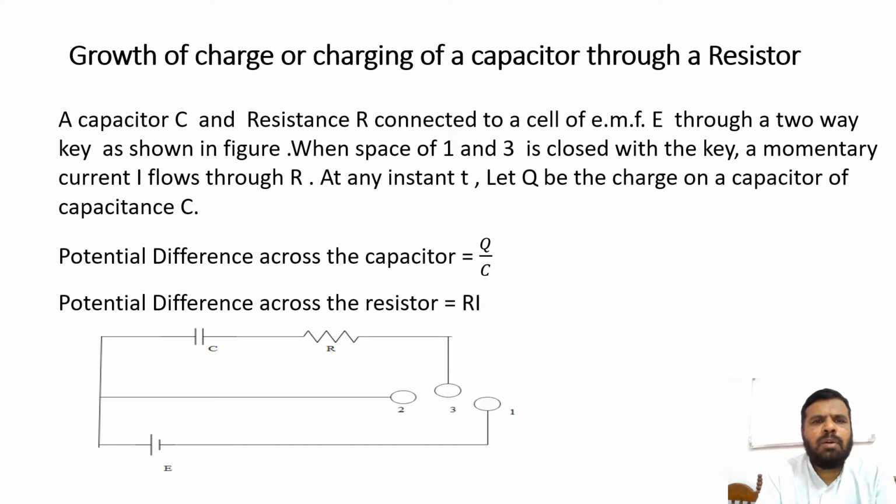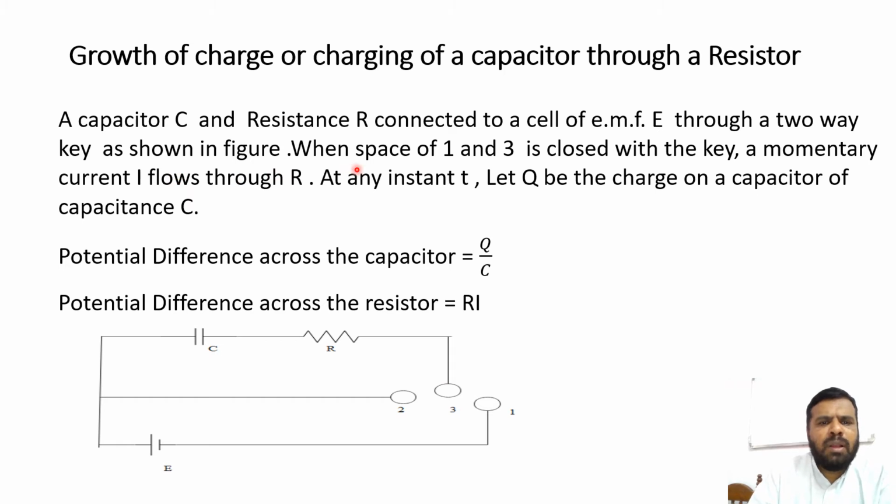Growth of charge or charging of a capacitor through a resistor. A capacitor C and a resistor R connected to a cell of EMF through a two-way key as shown in figure. Here this is the capacitor and the resistor. They are connected to an EMF with the two-way key. Here when this is closed, this path is completely closed.